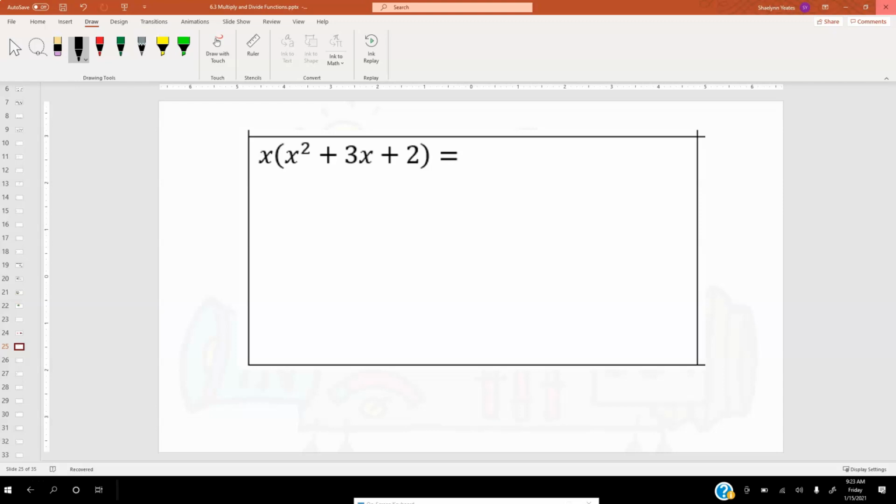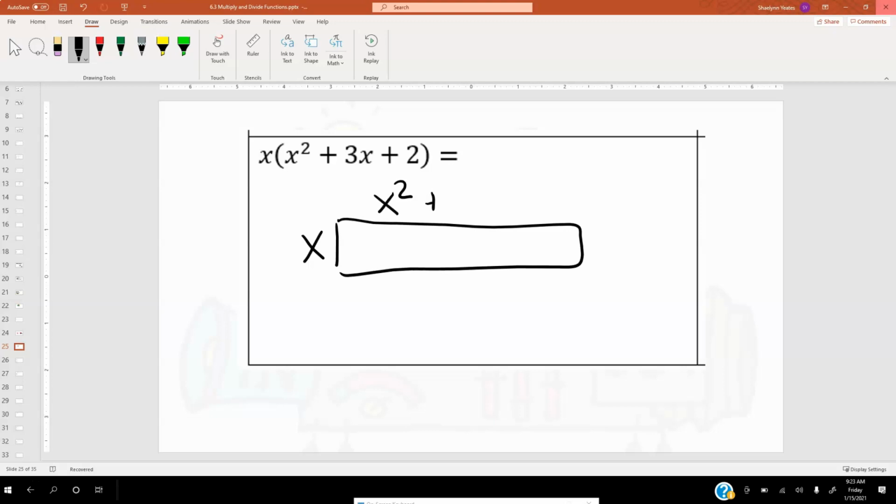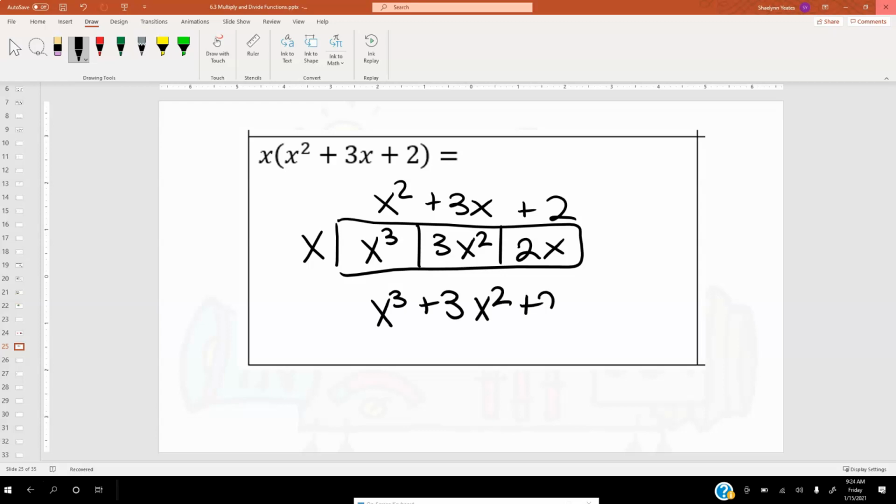Alright, so let's go ahead and do this one. It's a little bit longer of a box. We've got an x, and then on the top we're going to have x squared plus 3x plus 2. So we've got x times x squared. That's a total of 3 x's in this box. X times 3x is 3x squared. And x times 2 is just going to be 2x. Again, there's no like terms, so we can just do x cubed plus 3x squared plus 2x. And that is my answer.